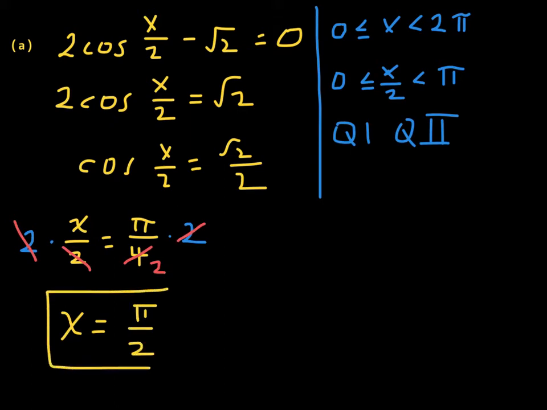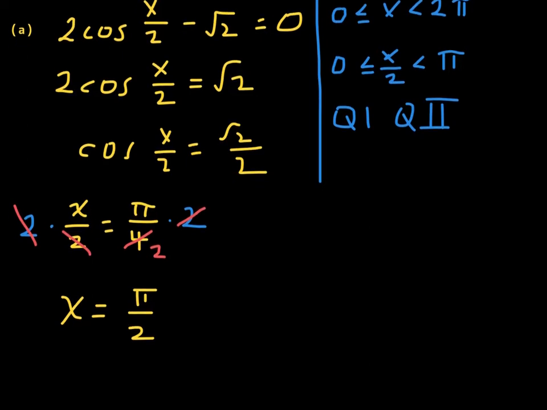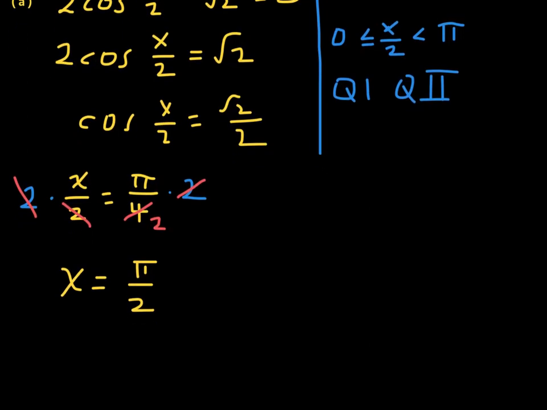Oh, you know what we should do? We should be a little more formal with our final solution. And what I mean by that is let's use set notation. That would be really good. So set notation just means use braces. So our set of solutions is just pi over 2. And you can close your set. That's better than just boxing x equal to pi over 2.